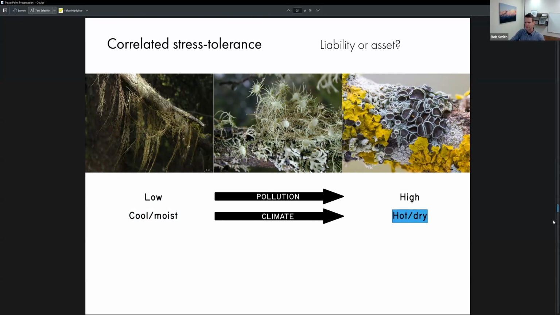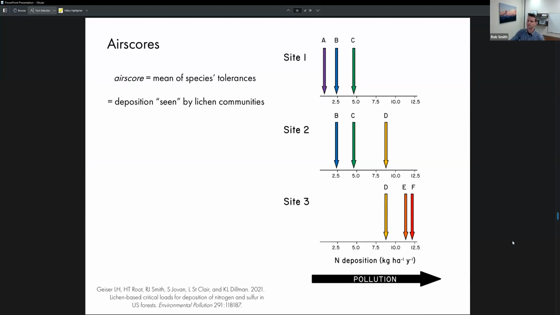So is this a liability or is this an asset? I hope to show how it could be an asset. So for this, the lichen response we want to measure is something called an air score. So this is, if I know for a single species what its tolerance is relative to deposition, in other words, its central tendency, and if I go to any given site and collect multiple species tolerances and take the average of that, that gives me something called an air score, right?